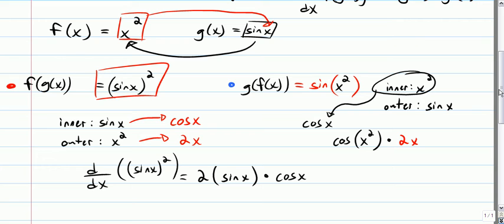Let's do another one. Recognizing composition is key. You know you need to use the chain rule when you're asked to find the derivative of a composition. So let's say, I don't know, e to the natural log of x. This will be a fun one. So I got two functions. The inner is natural log of x. The outer is e to the x.